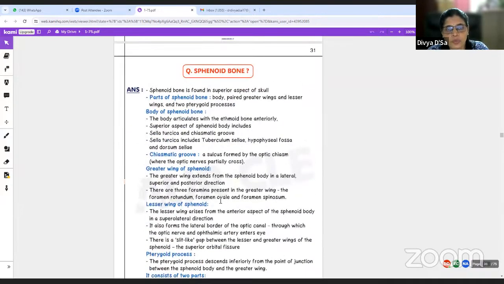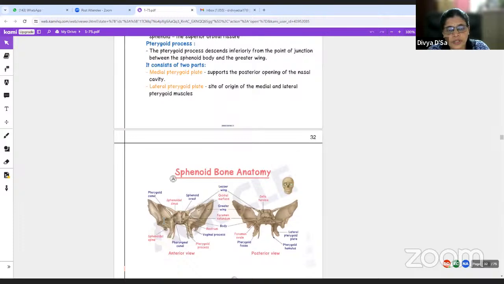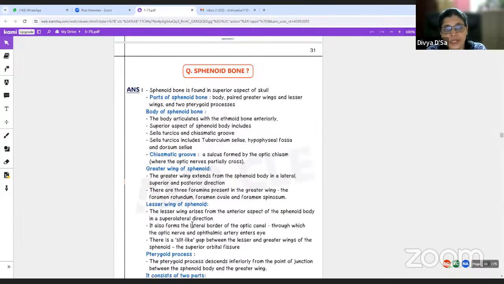So I will do one more bone and we will stop at that. That is the sphenoid bone. The sphenoid bone is found in the superior aspect of the skull. It has the body, greater wing, lesser wing and two pterygoid processes. Here you can see the body of the sphenoid, then the lesser wing, and this is the greater wing. These two processes downwards are known as the pterygoid processes, which have two plates, the lateral and the medial pterygoid. The body articulates with the ethmoid bone anteriorly.